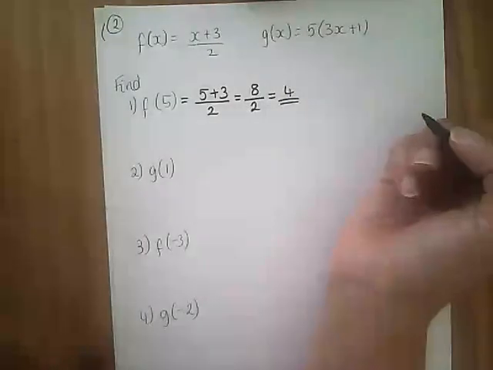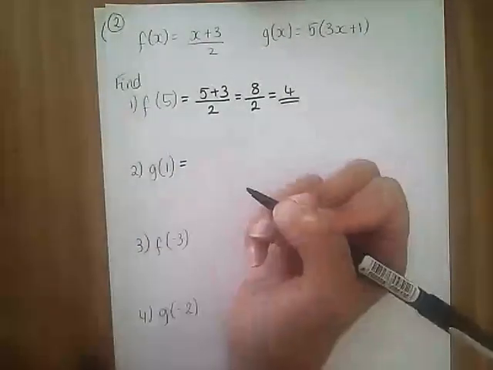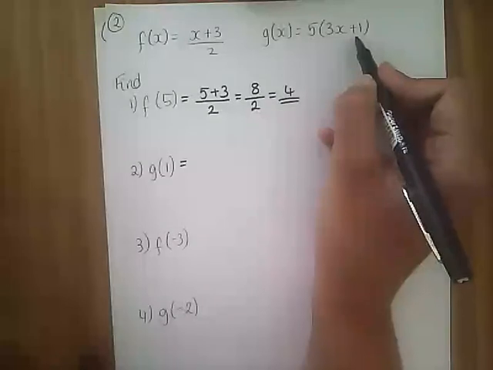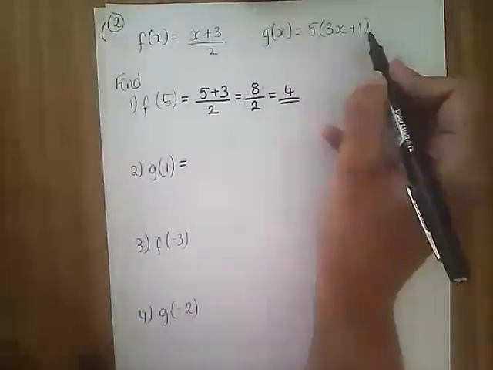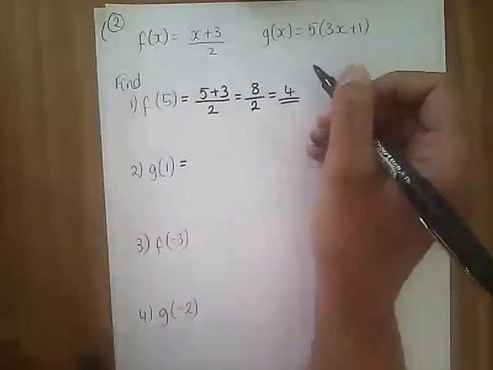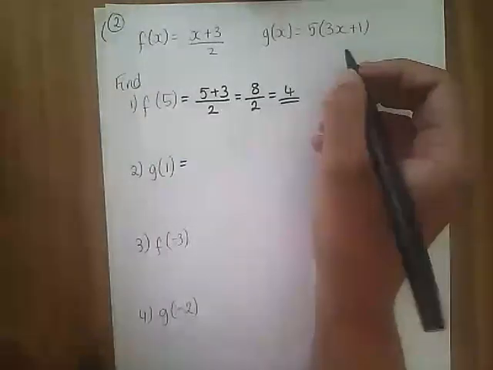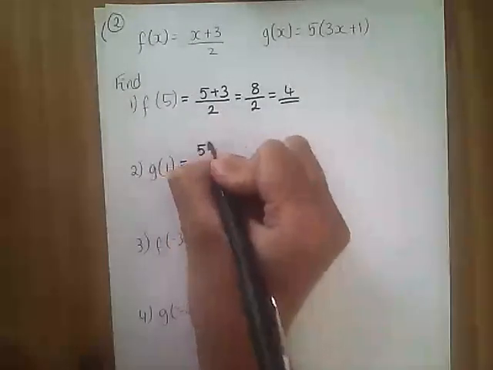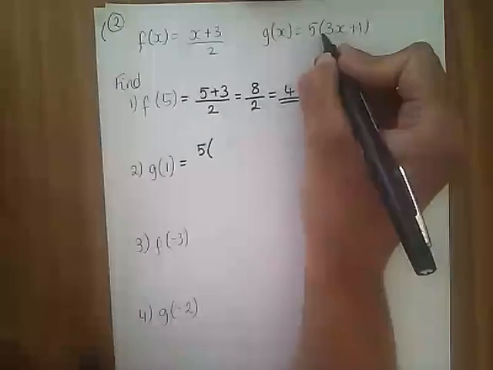Okay, I've got g of 1. Now, here's my function for g. You can either expand it straight away, or you can do it bit by bit. We'll do it bit by bit to start with and see how you like it. So I've got 5 lots of, so 5 brackets, 3x.